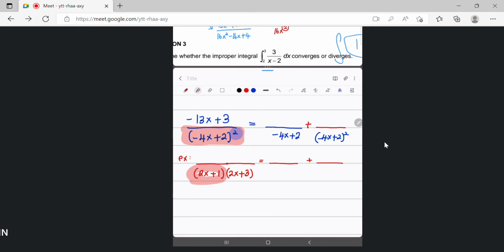So, tengok pada the first factor dulu. 2x plus 1. Tengok di luar bracket. Ada power tak? Tak ada. Tak ada power kan? Ni power kat sini. Tak ada kan? So, maksud dia non-repeated. So, kalau non-repeated, dia seorang-seorang dia lah dekat dalam sini. Okay. And then, tengok pula the second factor. Ada power tak? Tak ada. So, bila tak ada, dia seorang je lah dekat sini.